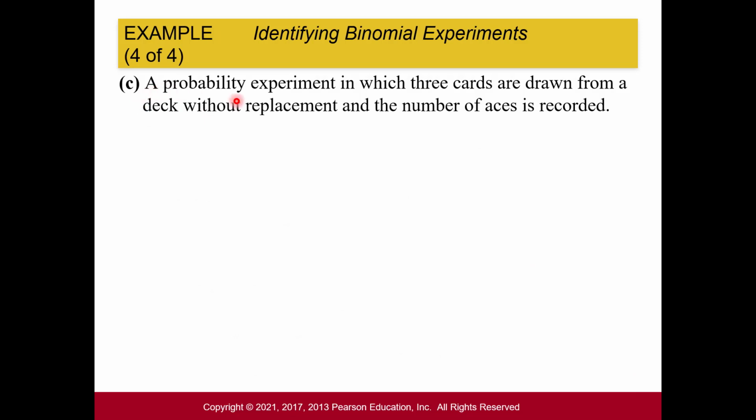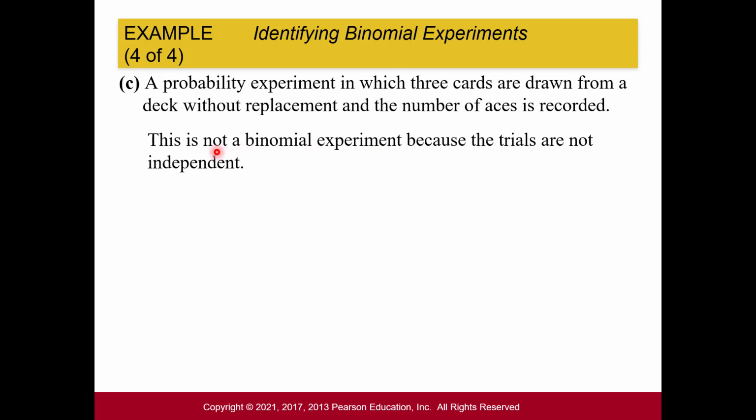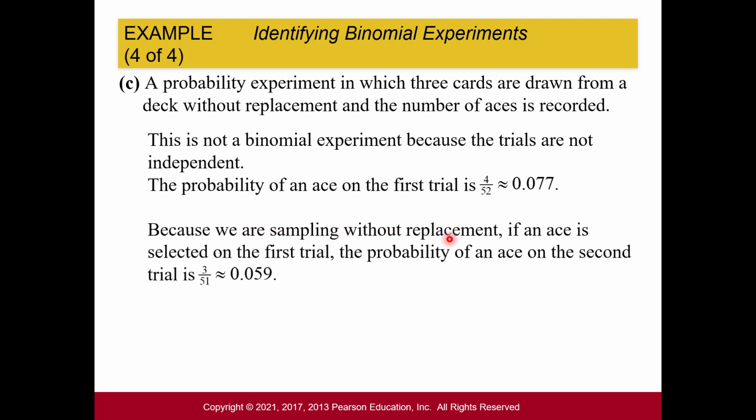How about this one? A probability experiment in which 3 cards are drawn from a deck without replacement, and the number of aces is recorded. This is not a binomial experiment because the trials are not independent. So the probability of an ace on the first trial is 4 out of 52 because in a 52 card standard deck there's 4 aces. So that's about 0.077 or 7.7%.